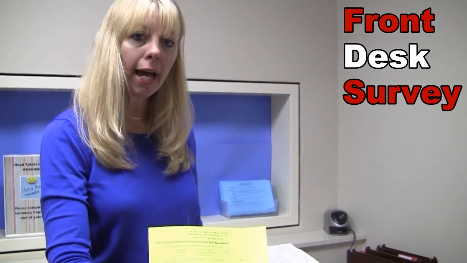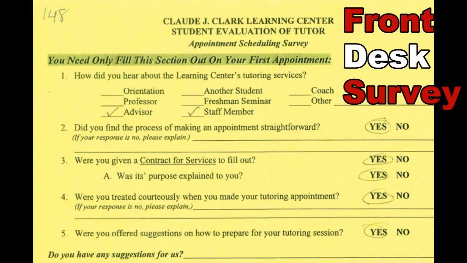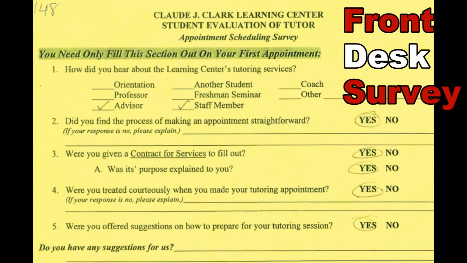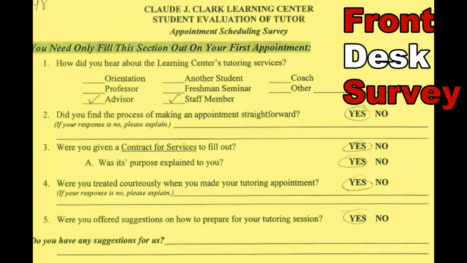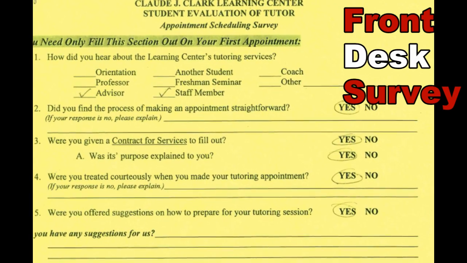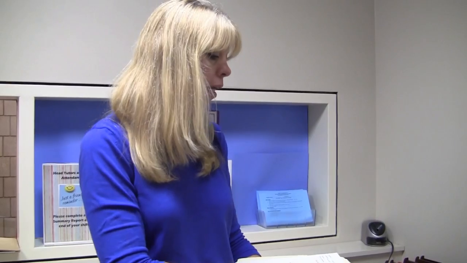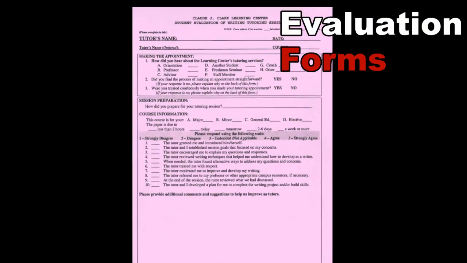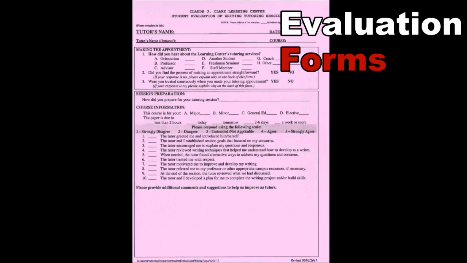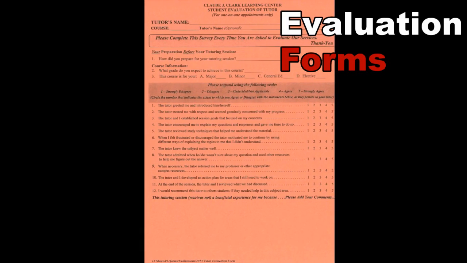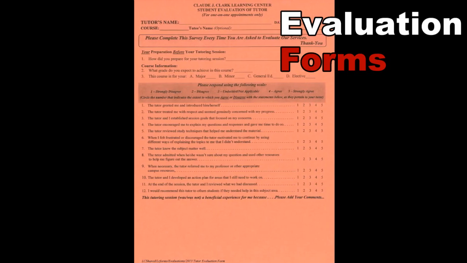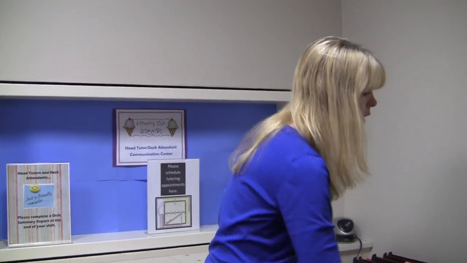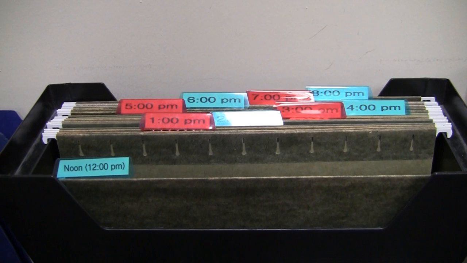The other forms in here, here is a half sheet. It's a bit of a survey. It lets us have some information in terms of how they found out about the Learning Center, if they were treated courteously, if they have any suggestions. There are two different sorts of evaluations. On the light violet colored form, this is for our writing tutors, and content tutors would fill out a salmon colored form.